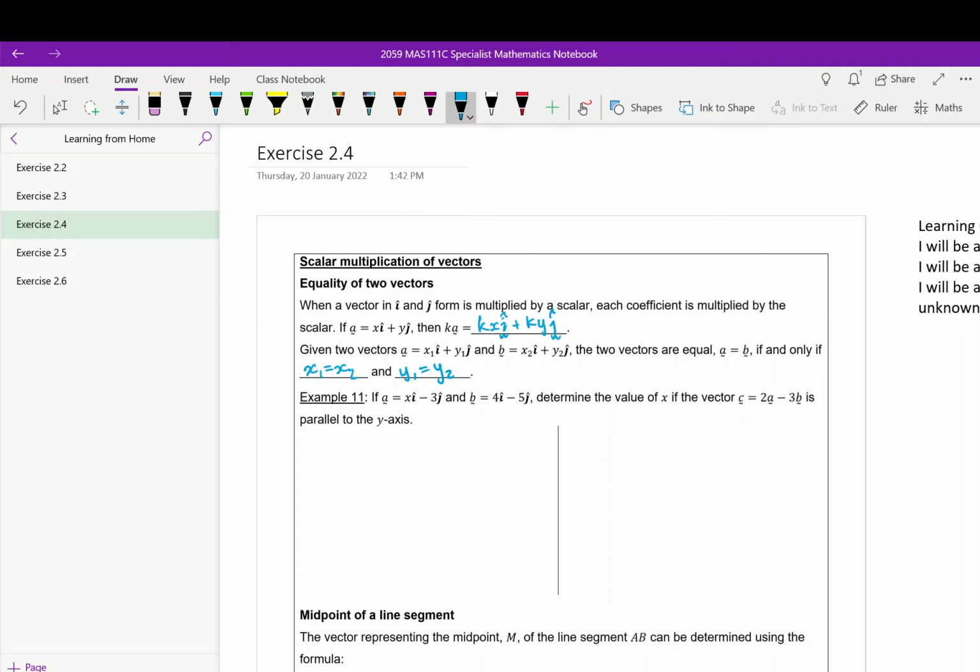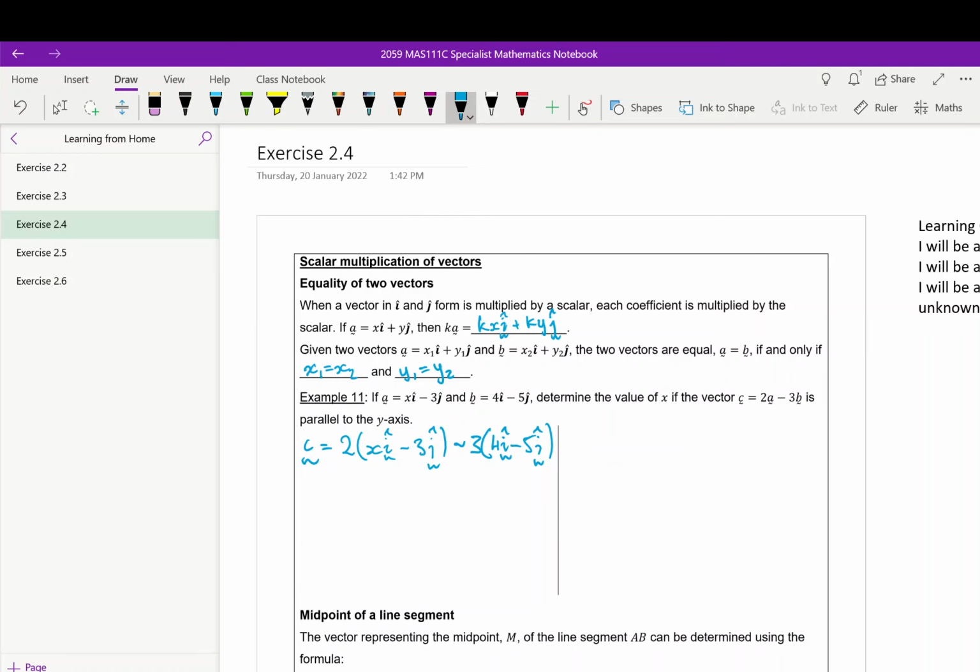If a is equal to xi minus 3j, and b is equal to 4i minus 5j, determine the value of x if the vector c, which is 2a minus 3b, is parallel to the y-axis. So let's first take a look at this vector c and do some substitution. Vector c could be expressed as 2 times (xi minus 3j) minus 3 times (4i minus 5j).